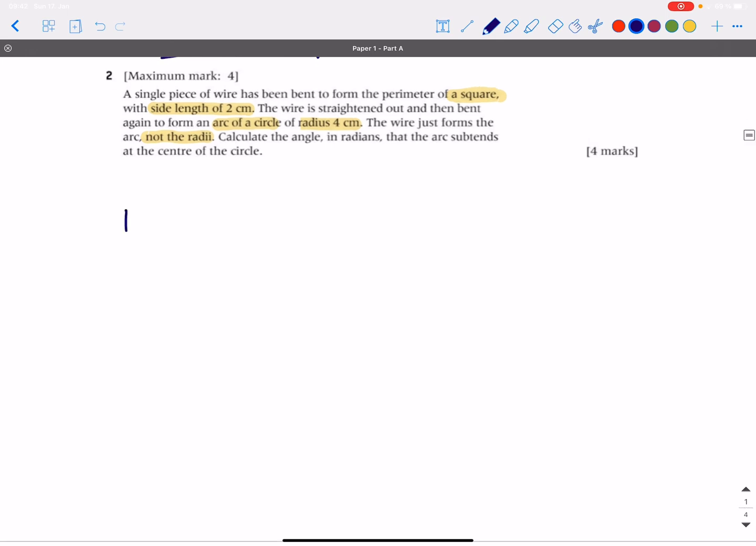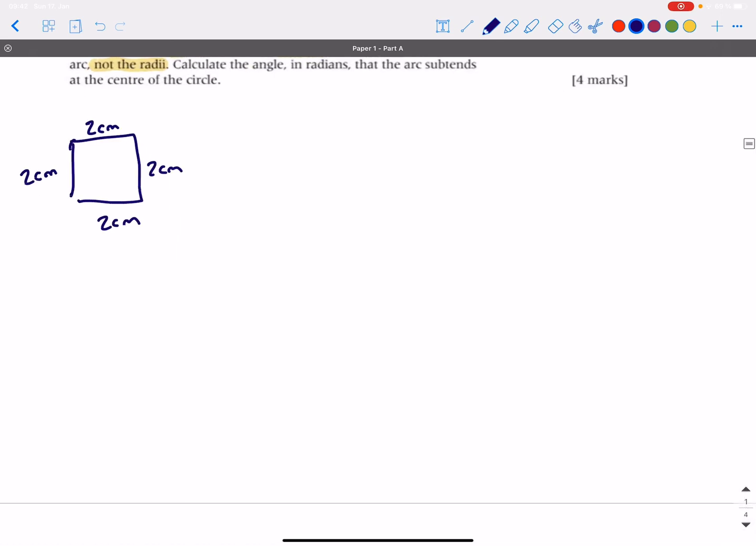So first of all, we had a square like this, and each side length was 2 centimeters. And I'll be honest, for me, I feel like the only thing that's happening there is it's telling us that the wire is 8 centimeters long. Because after that, it just says, right, it's straightened out and then it's used for something else. And the next bit it's used for, so that purple bit of wire there becomes an arc.